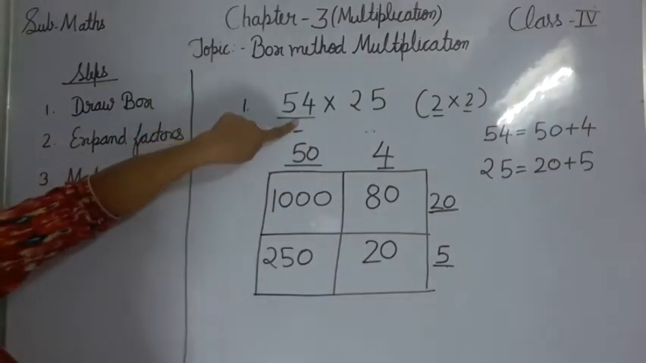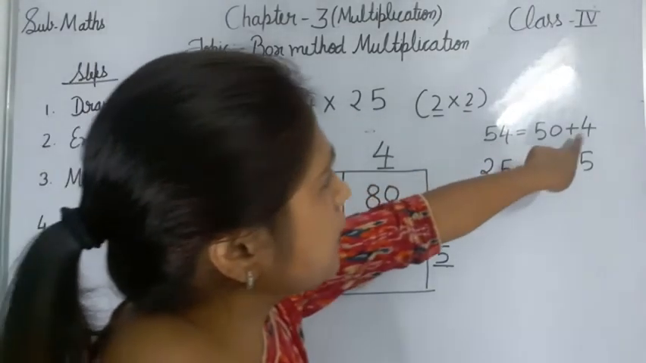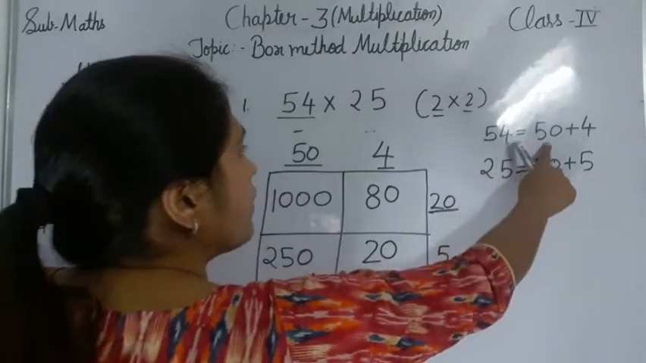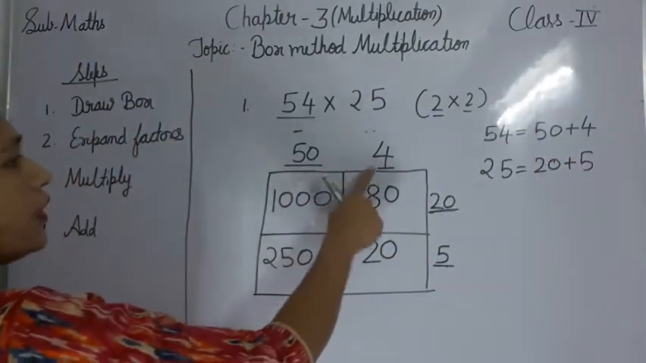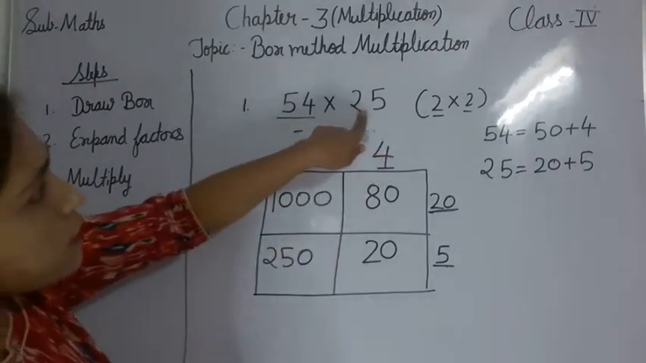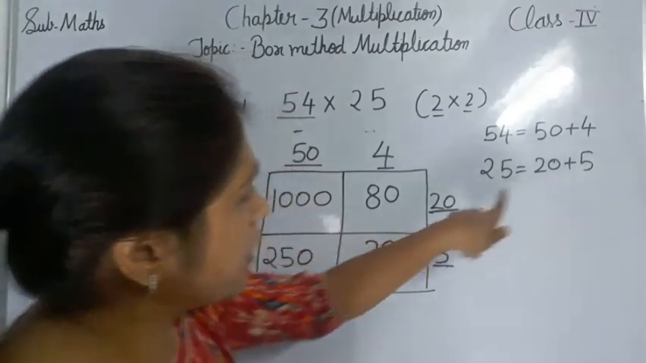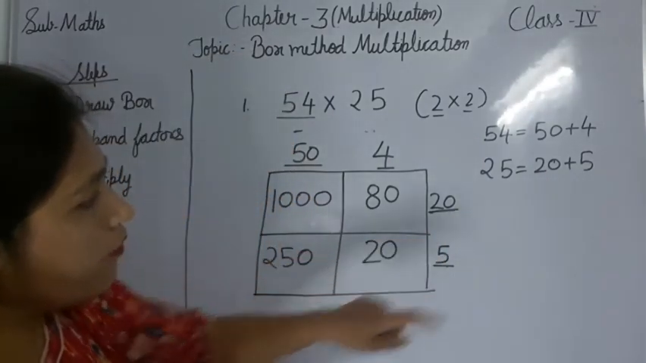What is the first number? 54. What is the expanded form of 54? 50 plus 4. So here I am taking 50 and 4. And what is the second number? 25. The expanded form of 25 is 20 plus 5. So here I have written 20 and 5.